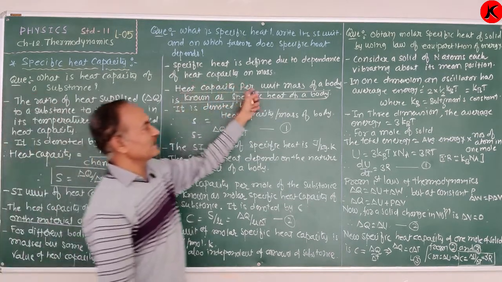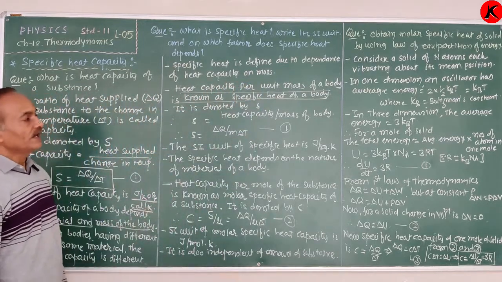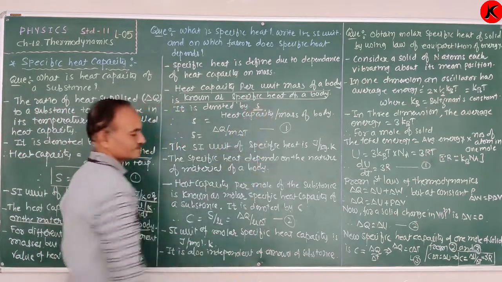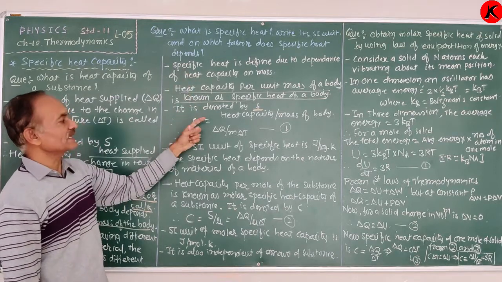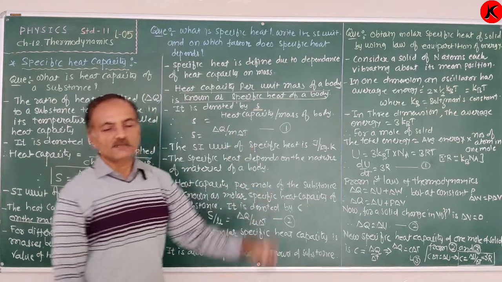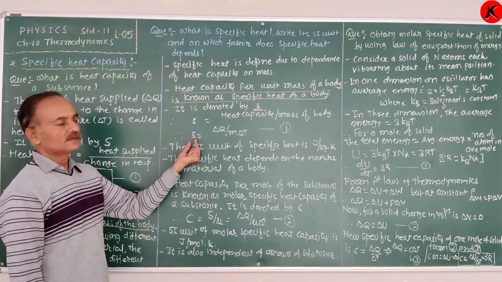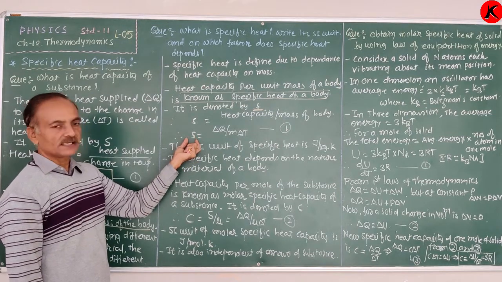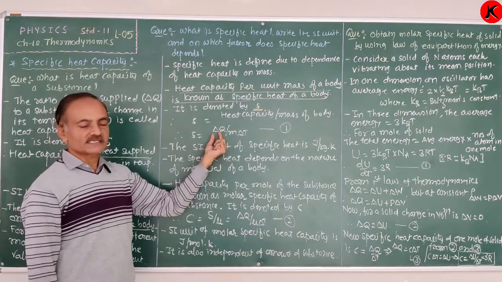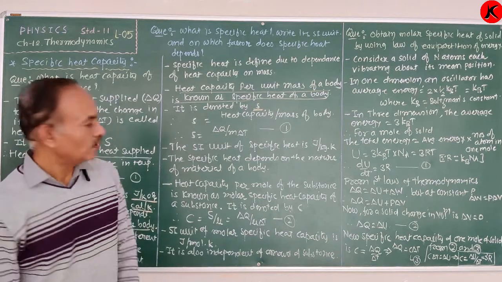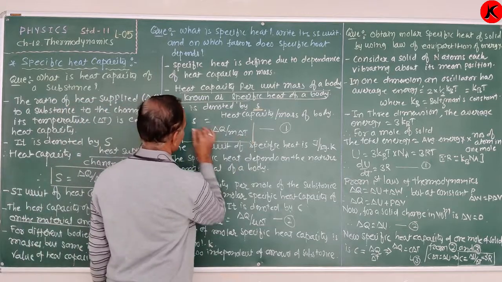Again, the heat capacity per unit mass of a body is known as specific heat of the body. It is denoted by small s. Therefore, small s, that means the specific heat capacity, is equal to heat capacity per mass of the body. Suppose the mass of the body is m. Therefore, small s, specific heat capacity, is equal to heat capacity delta Q upon delta T divided by m, that means delta Q upon m into delta T. That is equation 1, the equation of specific heat capacity.